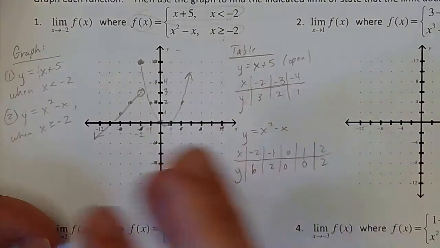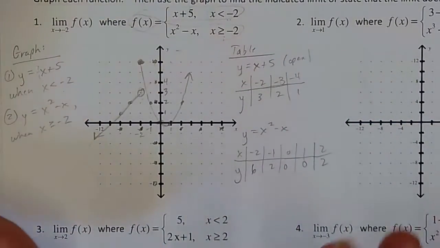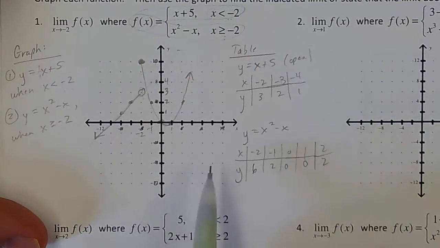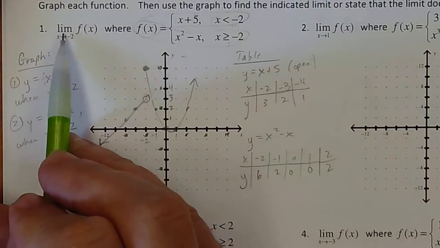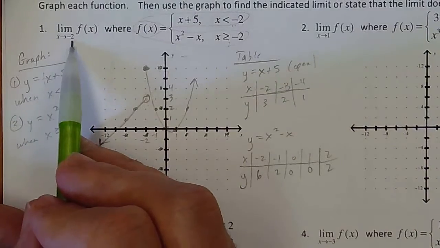Okay, so there we go. We just got to get comfortable with the tables and the y equals. I'll give you some time to practice that. And so now we can answer the question: the limit of this function as x approaches -2.